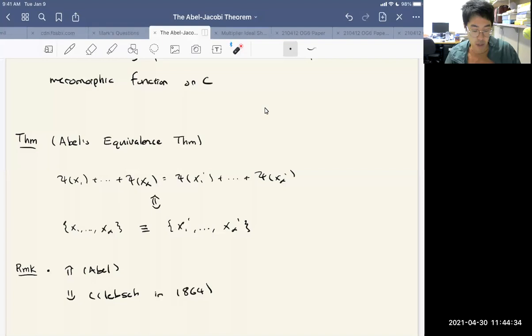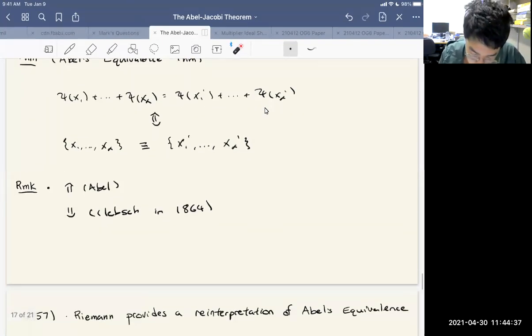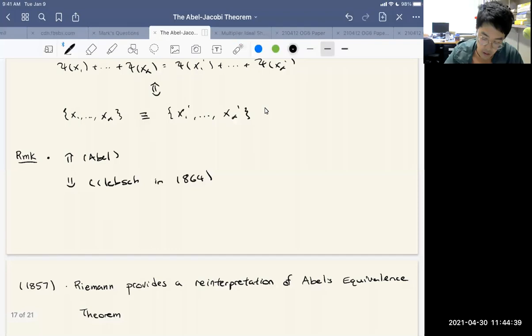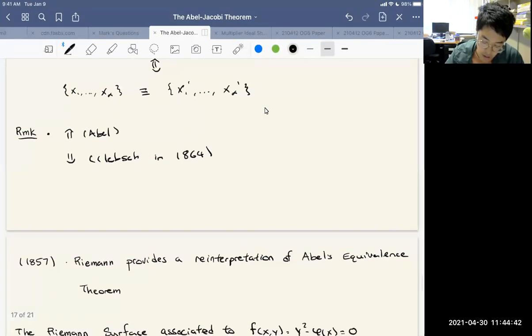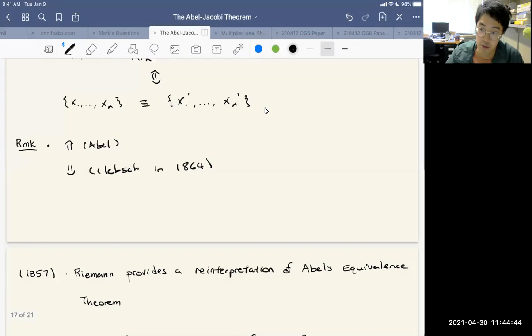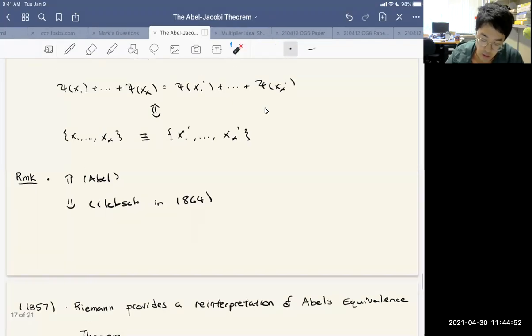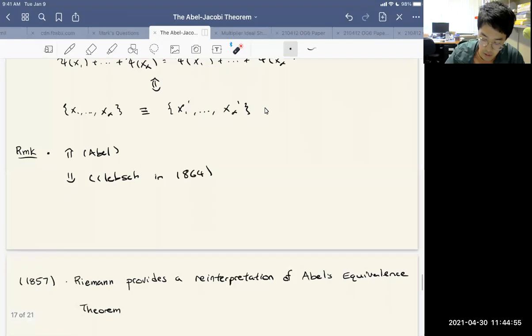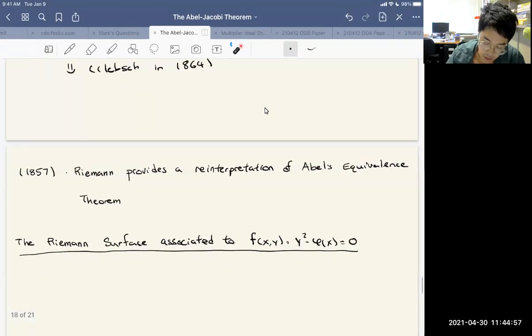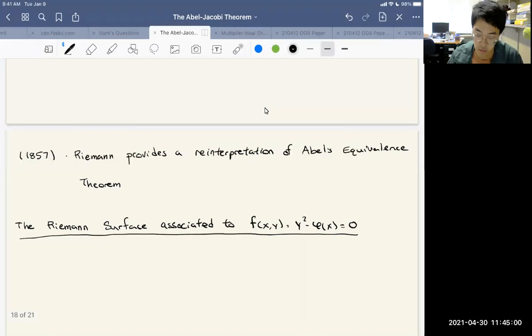Okay, so now we'll start to enter the more modern perspective. And this is due to Riemann in 1857, when he introduces the notion of a Riemann surface. And he's going to provide a reinterpretation of this equivalence theorem. So let me be a little bit more precise on what I mean by the Riemann surface associated to this equation f of x y is equal to 0. I'm just going to sketch it.